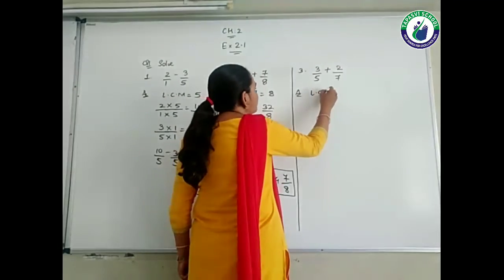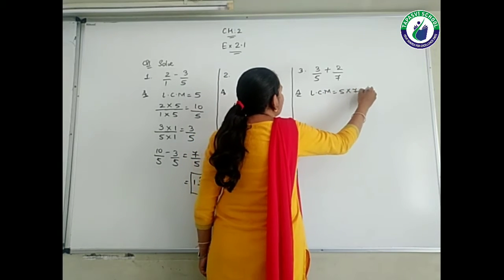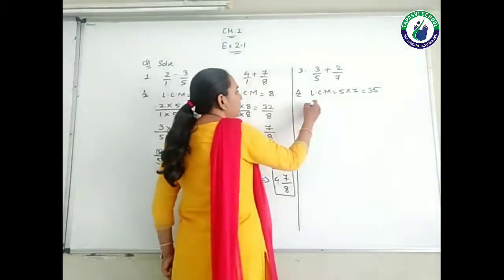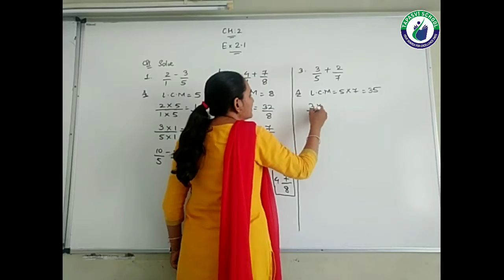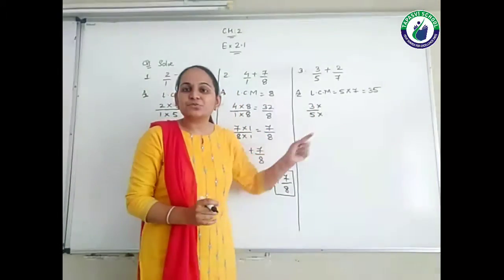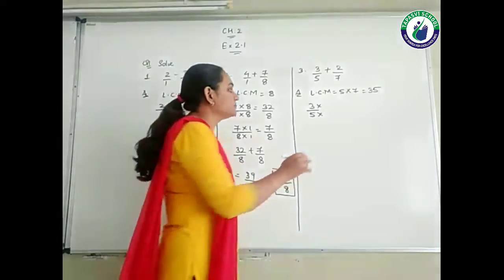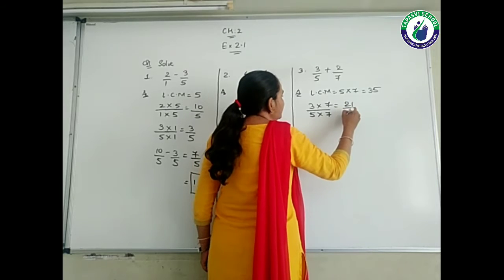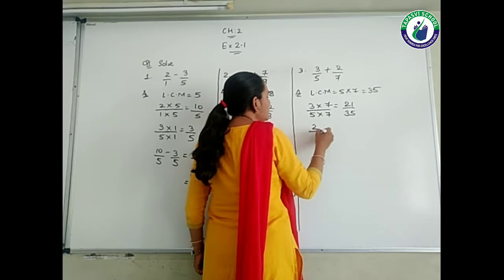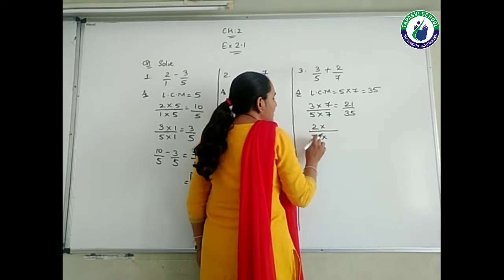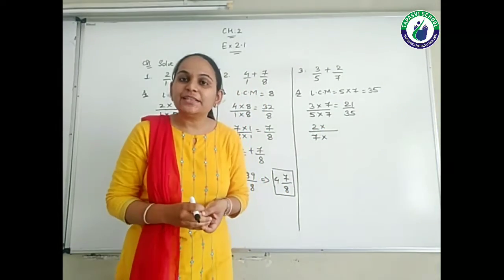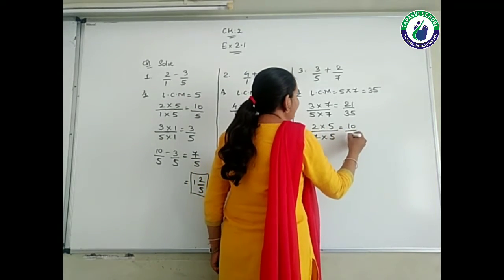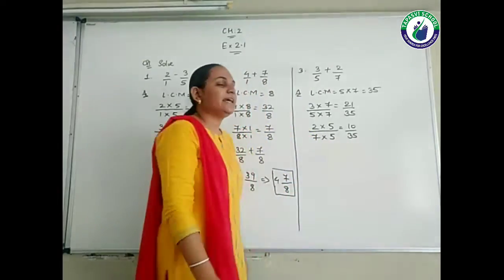So LCM is 5 into 7, that is 35. Clear? Now we are starting with this one, 3 upon 5. Which number do I multiply with the 5 to get 35? That is 7. So 3 sevens are 21 and 5 sevens are 35. Next one is 2 upon 7. Which number do I multiply with the 7 to get 35? That is 5. 2 5s are 10 and 7 5s are 35. So 21 upon 35 and 10 upon 35.